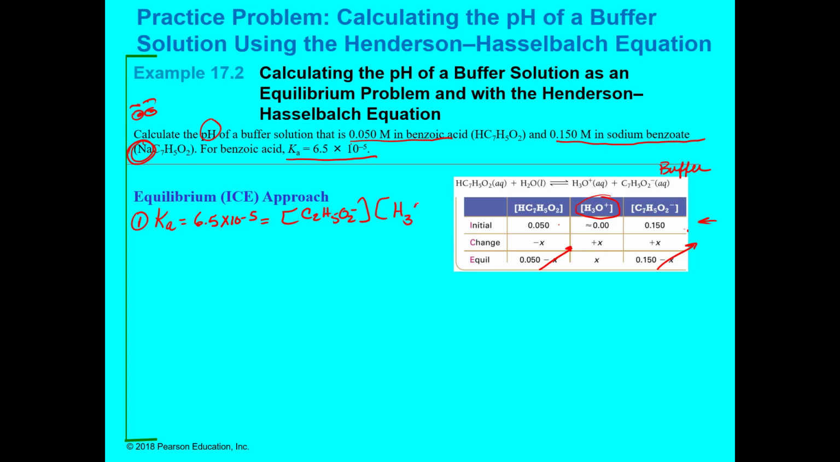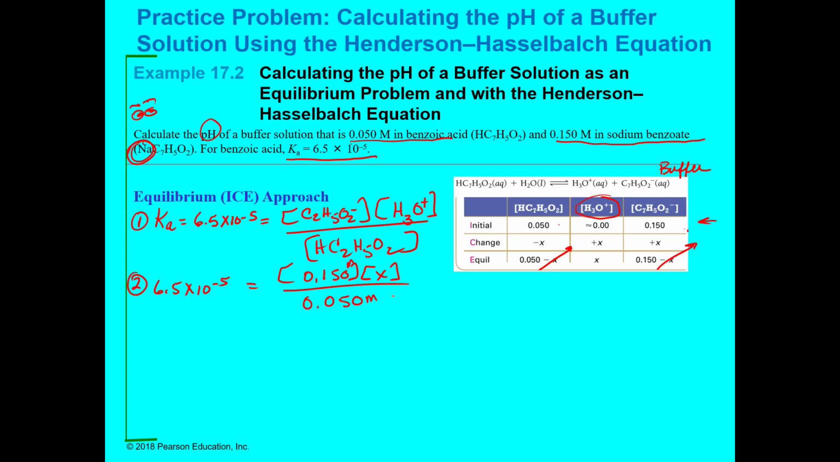Times the H3O+, which is what I'm really interested in, and that's my unknown basically, divided by my acid, which is benzoic acid, which is a bigger acid. All right, so 6.5 times 10 to the minus 5 is equal to 0.150 times X divided by 0.050, and those of course are molar. So I'm going to cross multiply: 6.5 times 10 to the minus 5 times 0.05 is equal to 0.150 times X. And then I'm going to bring the 0.150 and divide. I know I'm doing all these steps so some people that are a little rusty can follow me.